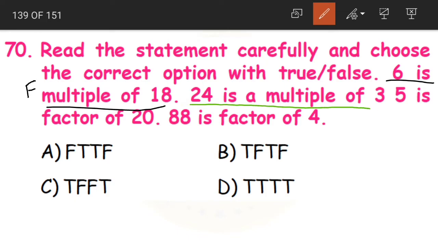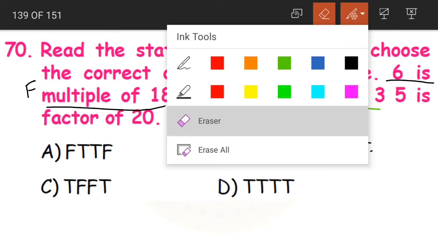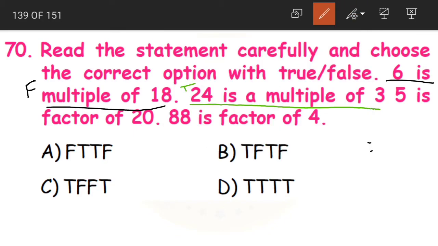Now coming to the second one, 24 is a multiple of 3. Do we have 24 as a multiple of 3? We have 3 8s are 24. Yes, we have 3 8s are 24. So yes, 24 is a multiple of 3. So statement 2 is true.